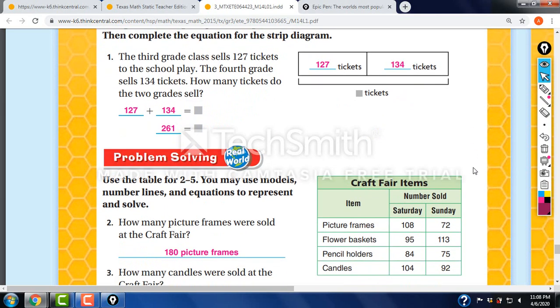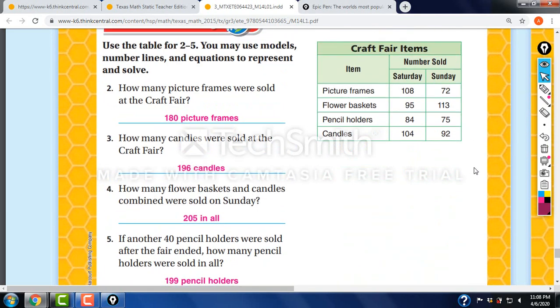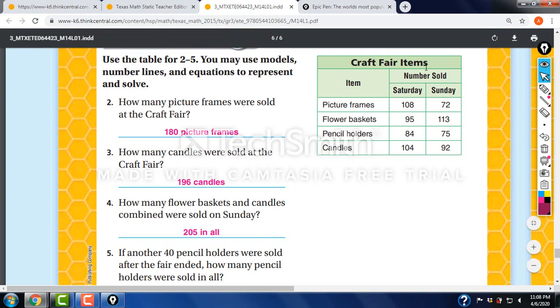The next one, you have to use this chart to answer questions 2 to 5. It asks which models did you use: number lines, equations to represent and solve. Whichever ones you used, this is what your answer should have been here.